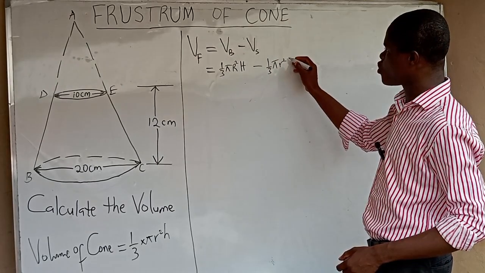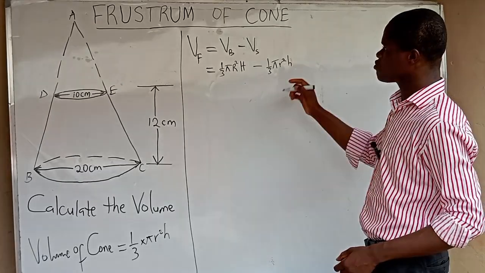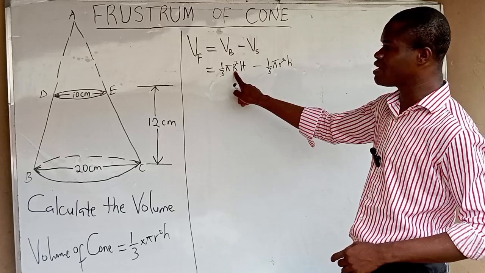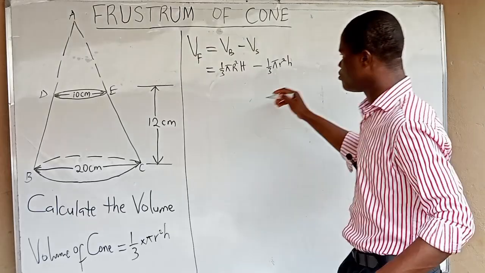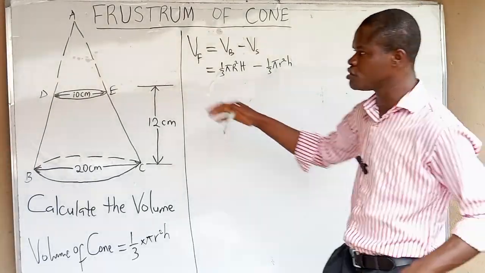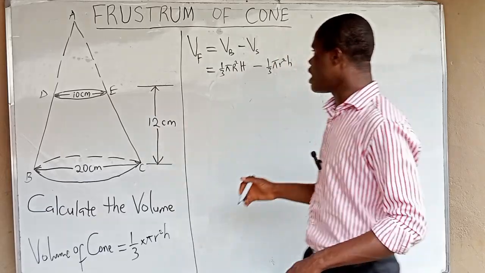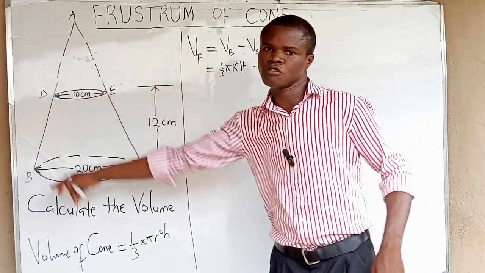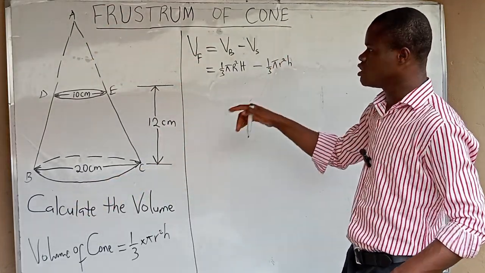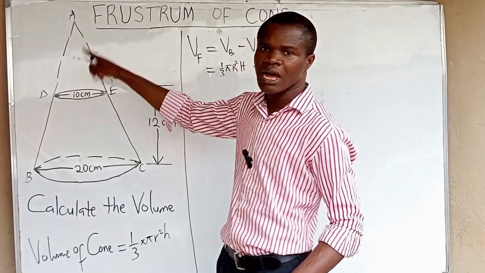If you notice, I use big R to denote the radius of the bigger cone, and I'm using small r to denote the radius of the smaller cone. I also use capital H to denote the height of the bigger cone, and small h to denote the height of the smaller cone.